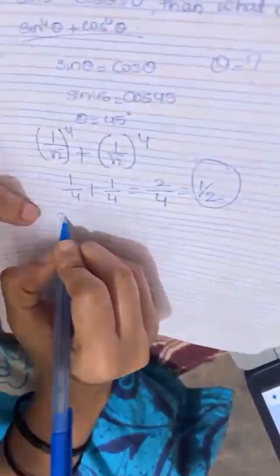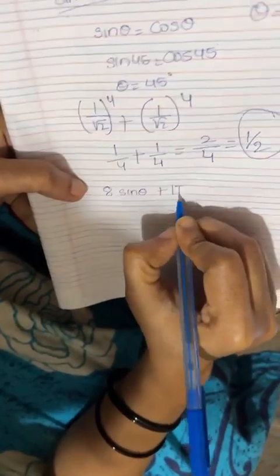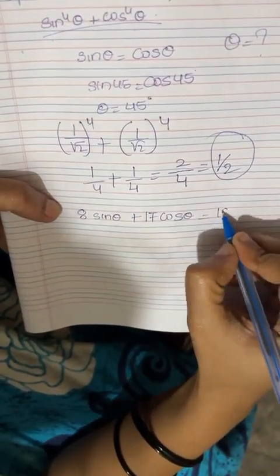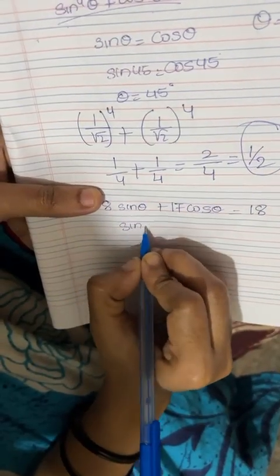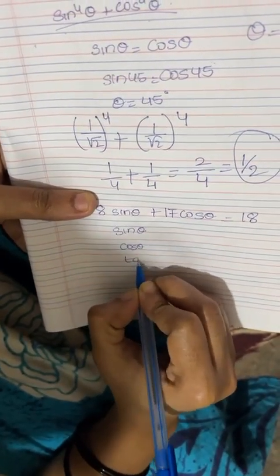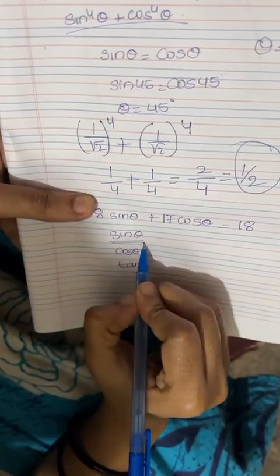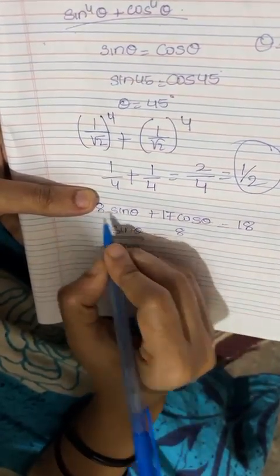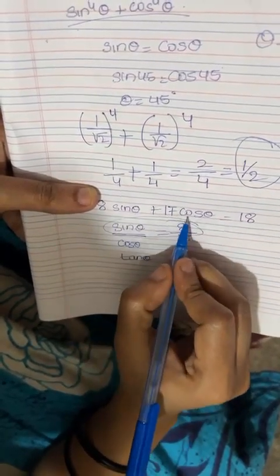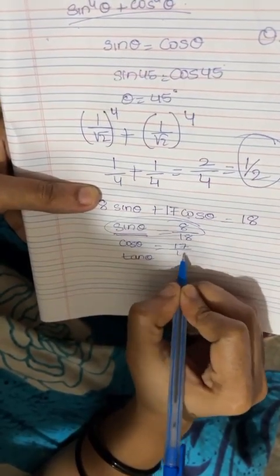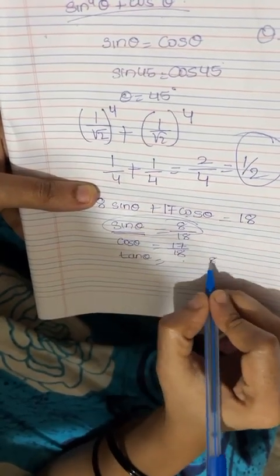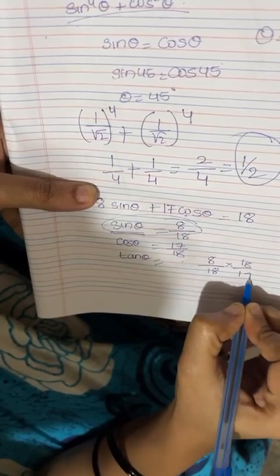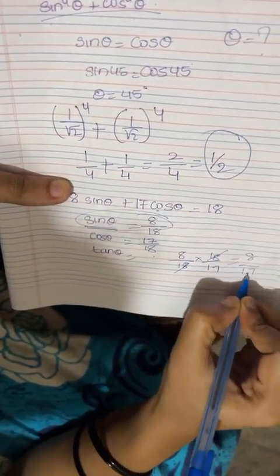This is a very important question because I have seen it in multiple papers. Apart from that, in competitive exams you also see questions like: suppose 8 sin theta plus 17 cos theta is equal to 18. Now what is the value of sin theta, cos theta, and tan theta? To find the sin theta value, you can simply divide 8 by 18, so sin theta is 8 by 18. Cos theta is 17 by 18, and tan theta is sin by cos, that is 8 by 18 into 18 by 17. So tan is 8 by 17.